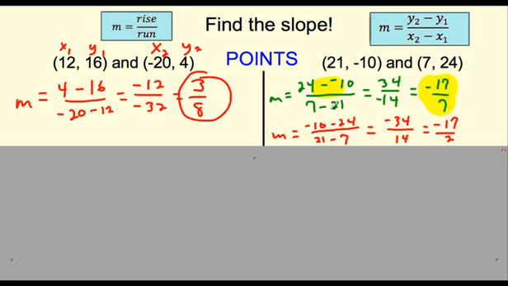But what if I would have switched the order? What if I would have said, instead of 24 minus negative 10, I would have done it the other way, negative 10 minus 24. It works as long as you're consistent on the bottom as well. So multiply those and check it out. I also get negative 17 over 2. So either way it works out because you're just looking for the difference between the two. It doesn't matter which one you call x1, y1. Awesome. Let's take a look now at some other ways of seeing points.